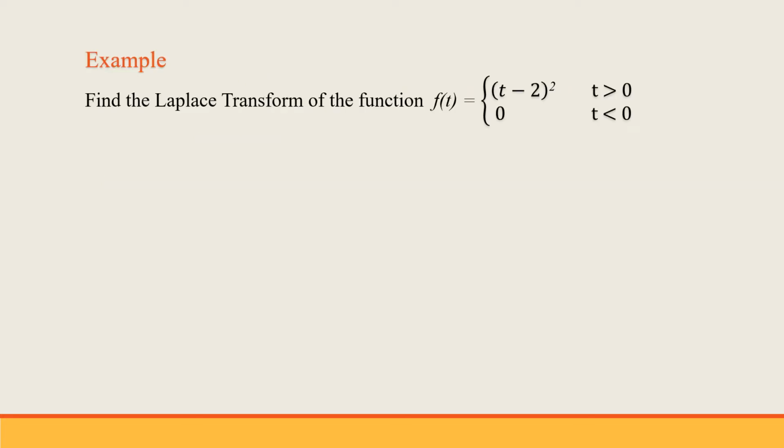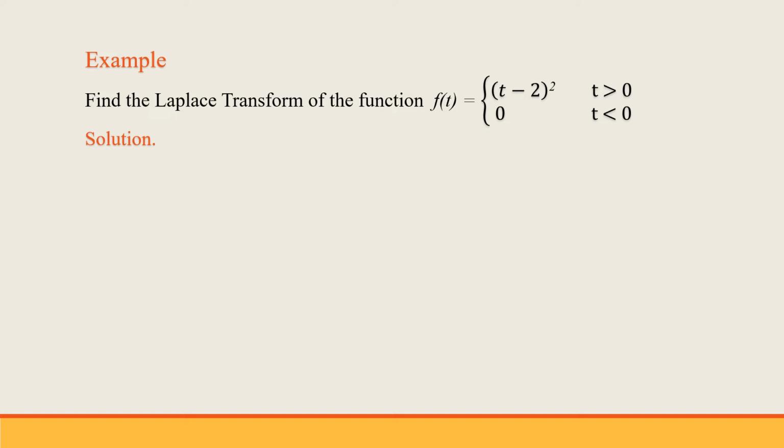Now let's do some examples based on the second shifting property. Find the Laplace transform of the function f(t), which is equal to (t minus 2) whole square for all t greater than 2 and 0 for all t less than 2. So let's check the solution.